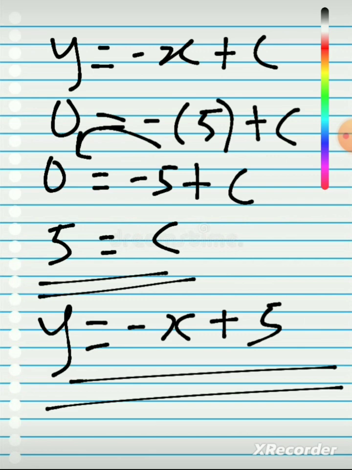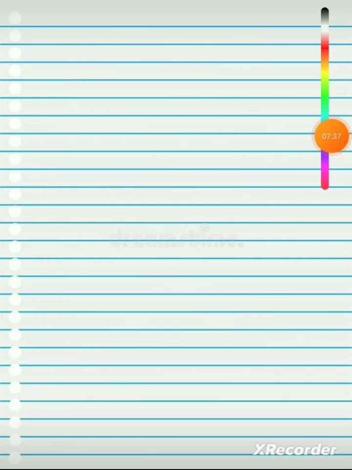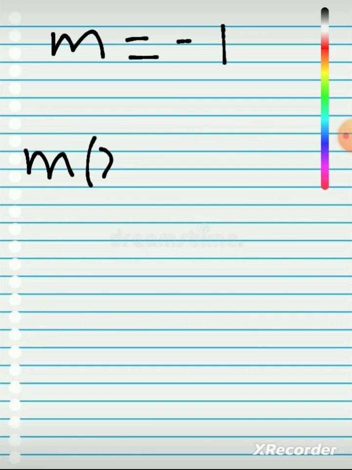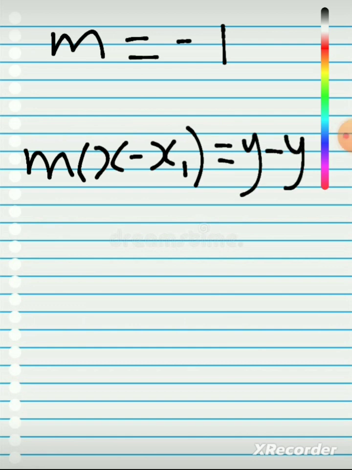Okay, so the other approach, after you find the gradient, which we found to be negative 1, is to use this formula: m times x minus x1 equals y minus y1. So you can pick whatever you want. If you want, you can say x2 and y2 on this side. It doesn't matter.